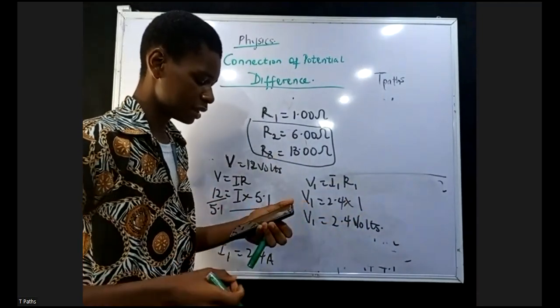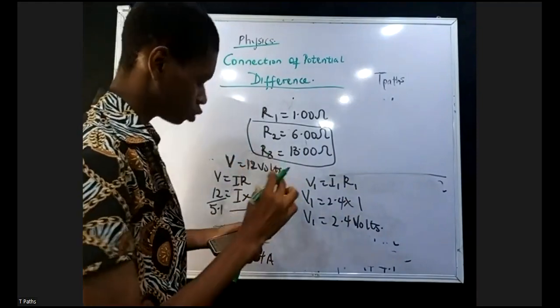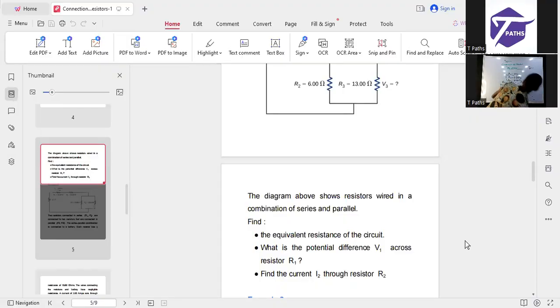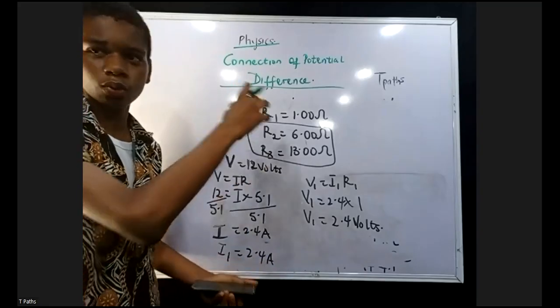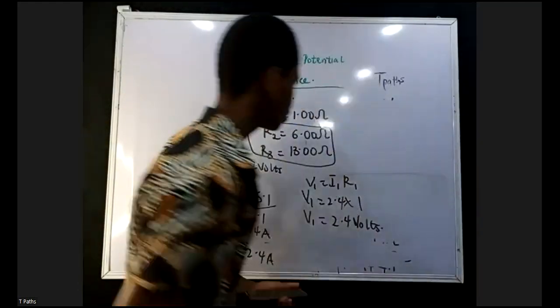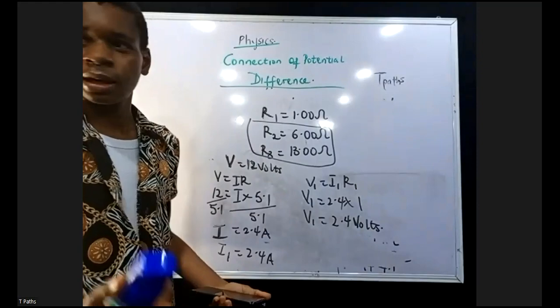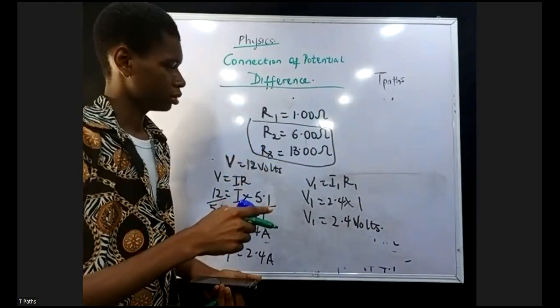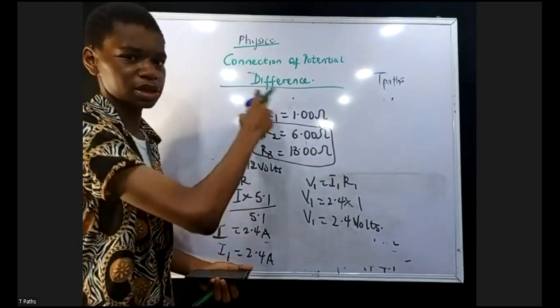Now the third question says, find the current I2 passing through the resistor R2. Now here is the tricky part. I said that resistors connected in series have the same current as that of the source. But what of those connected in parallel? How am I going to calculate it? First, I have to calculate the potential difference across this parallel connection.